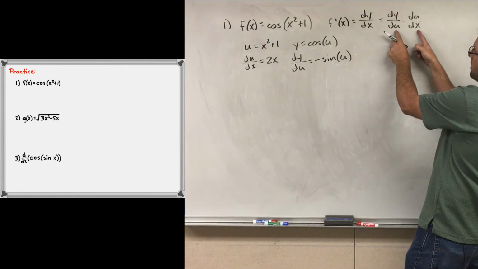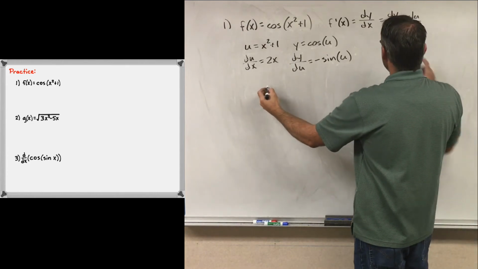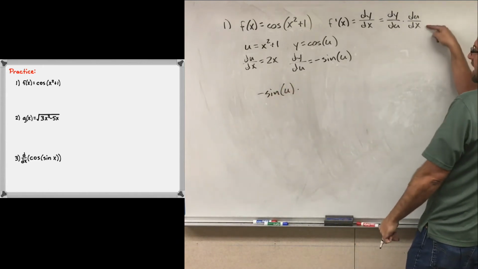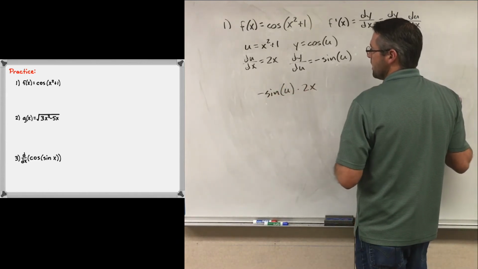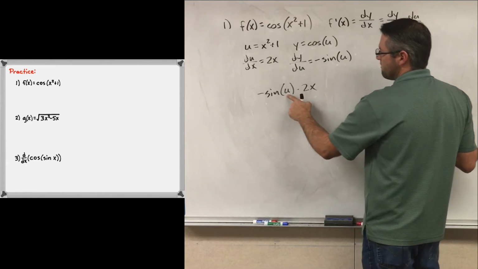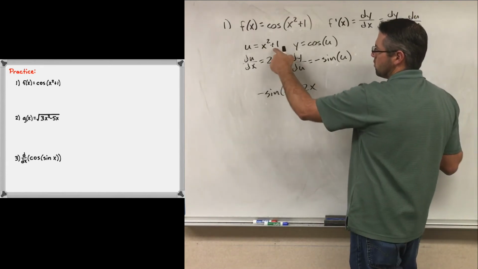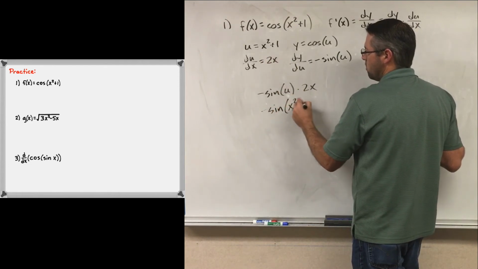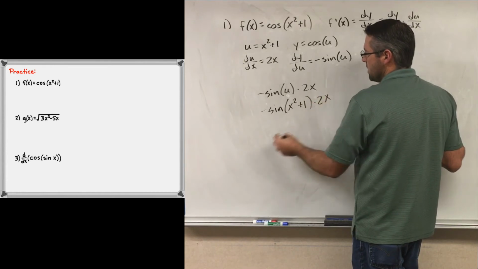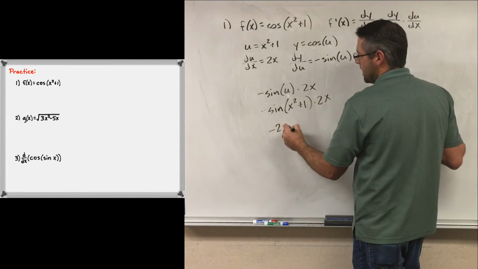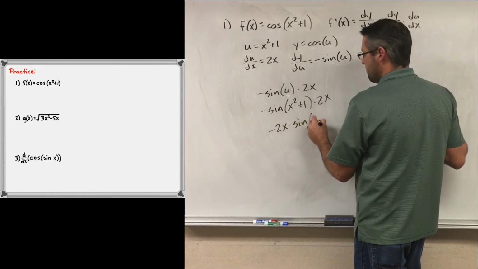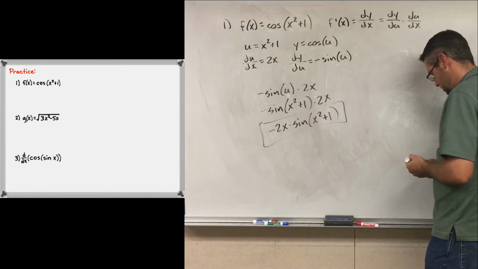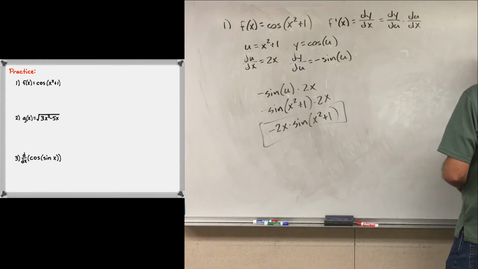Now, we just multiply those two things together. So we end up with dy du is negative sine of u times du dx, which is 2x. And we'll simplify that a little. Well, first we have to get rid of the u. We have to replace u with its original expression in x. So that's negative sine of x squared plus 1, and then times 2x. And then that can simplify a little bit to be negative 2x times sine of x squared plus 1. So there is the derivative of a composition function.